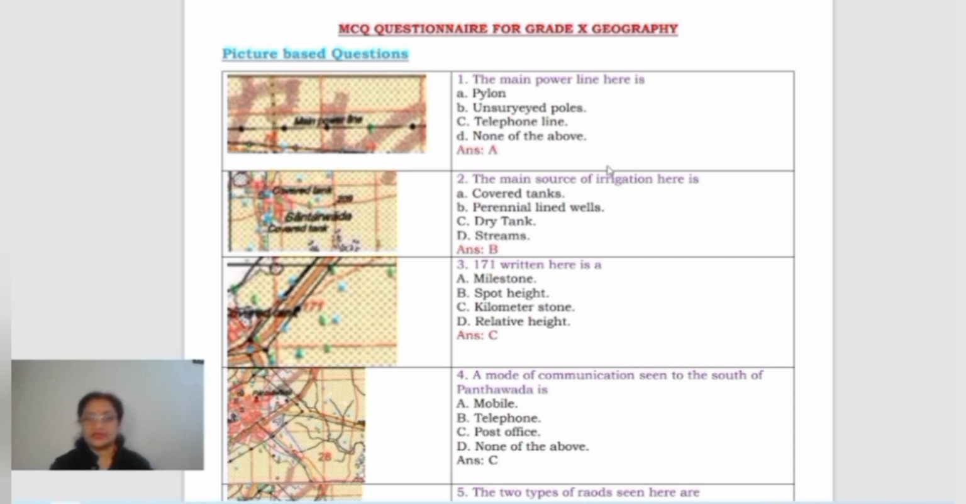So once again, I'm here with a new set of questions for you, and it covers the entire syllabus. Syllabus means it is for the first term exam. All the chapters I have covered in this. Now let's start with it without wasting any time.